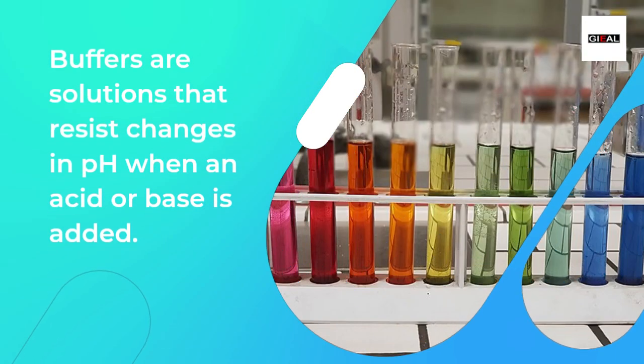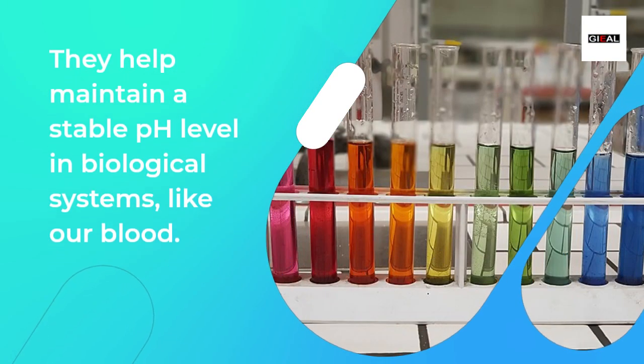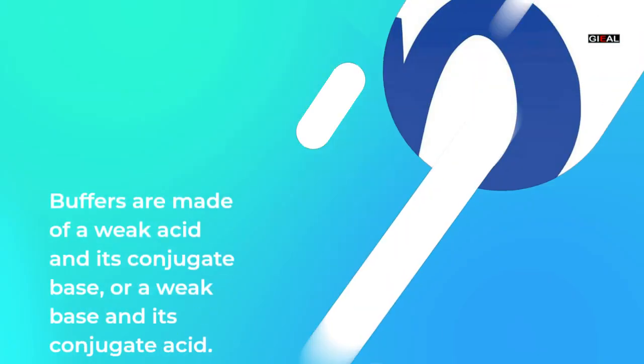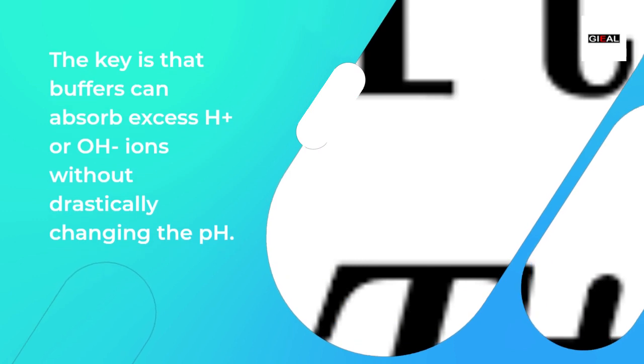Buffers are solutions that resist changes in pH when an acid or base is added. They help maintain a stable pH level in biological systems, like our blood. Buffers are made of a weak acid and its conjugate base, or a weak base and its conjugate acid. The key is that buffers can absorb excess H+ or OH- ions without drastically changing the pH.